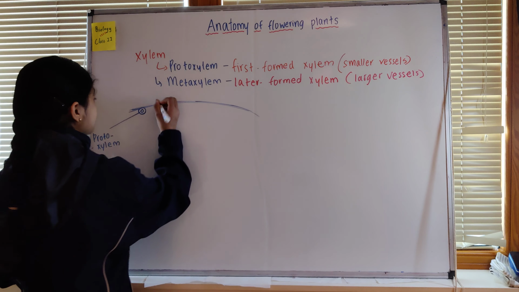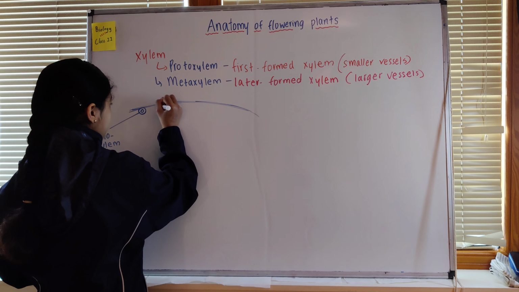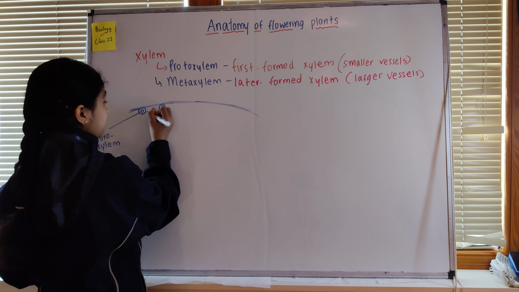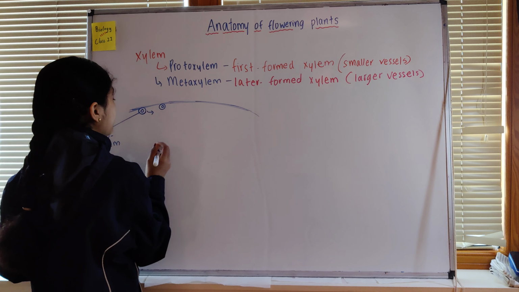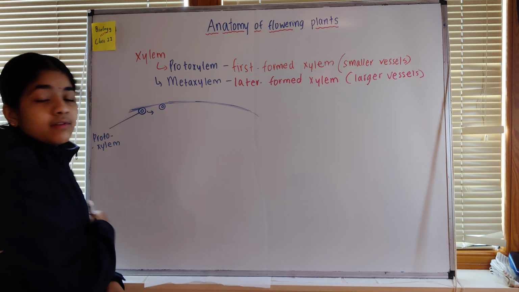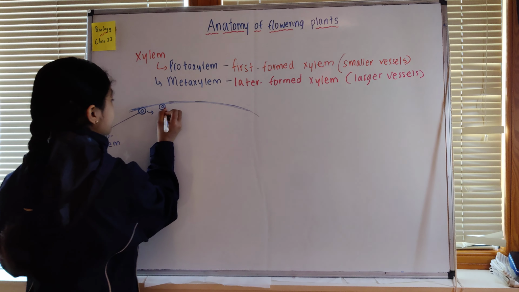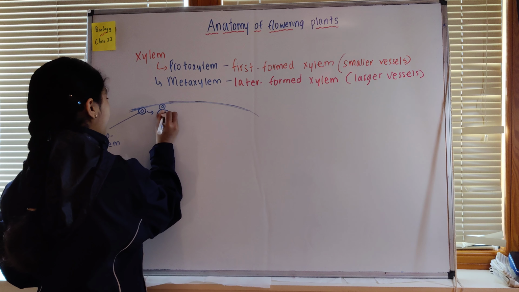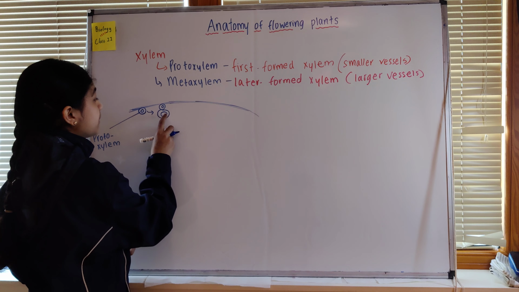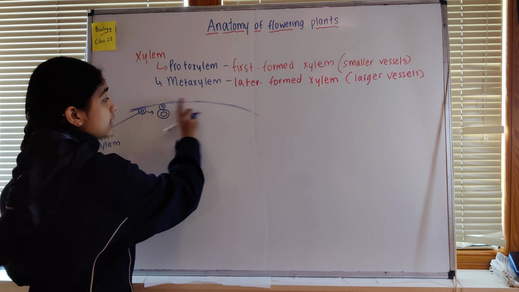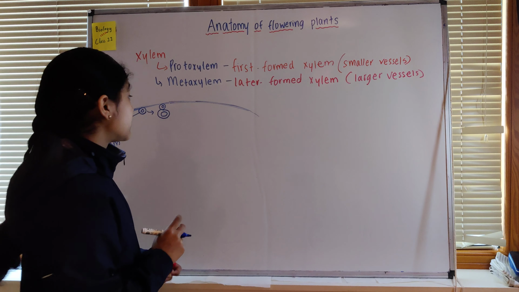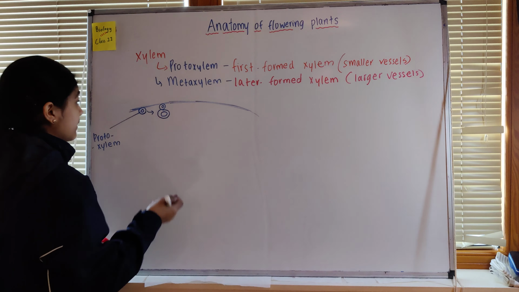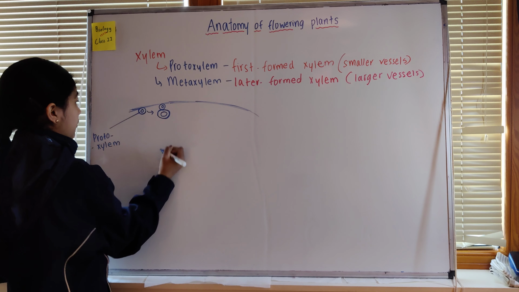Next, what happens is this smaller vessel did not change its position, but a larger vessel is formed below the protoxylem. And how is it formed? It is formed because of the cells in the meristematic layer, which divide. Those cells gave birth to the newer vessel. So this is another vessel which is formed.